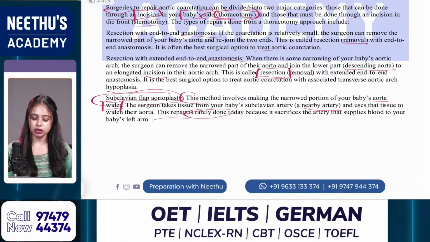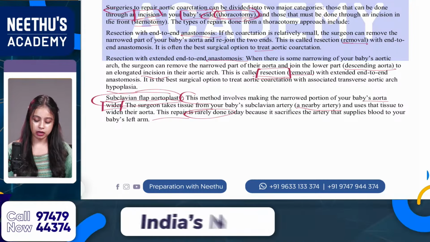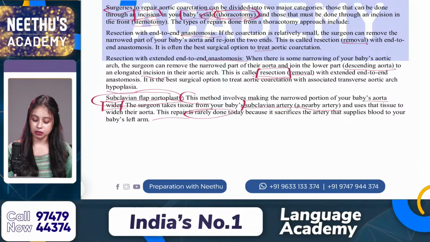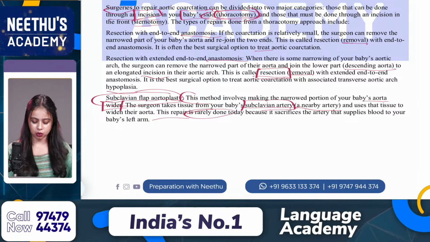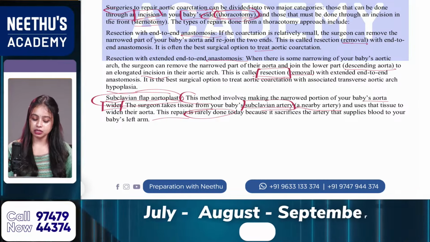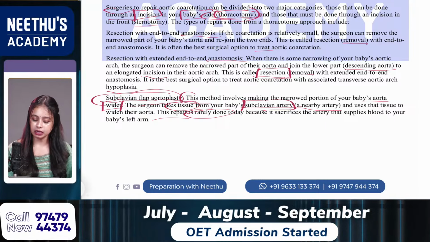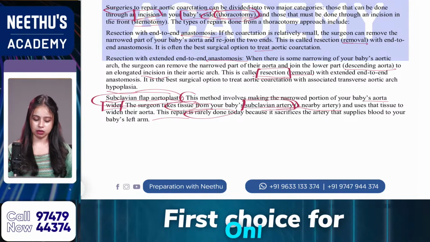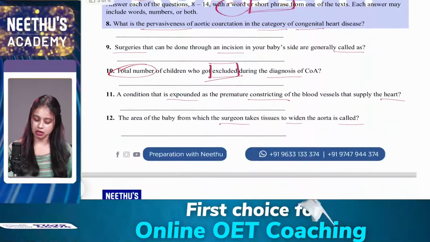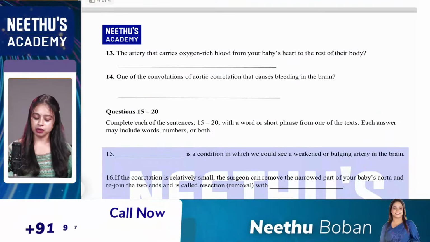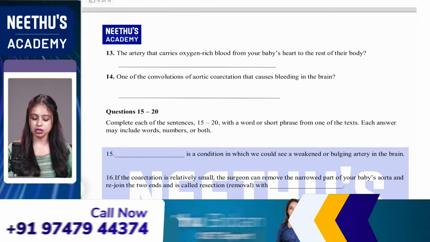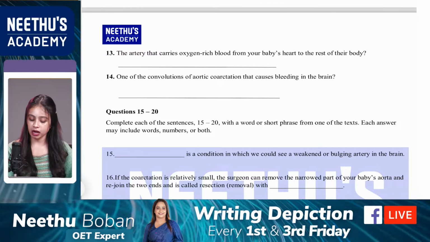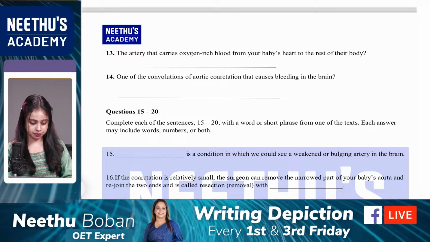What is that area called? That area is called subclavian artery. Okay, the surgeon takes tissue from your baby's subclavian artery. So that is the correct answer. Okay, so the answer should be subclavian artery. Then the 13th one: the artery that carries oxygen rich blood from your baby's heart to the rest of their body.